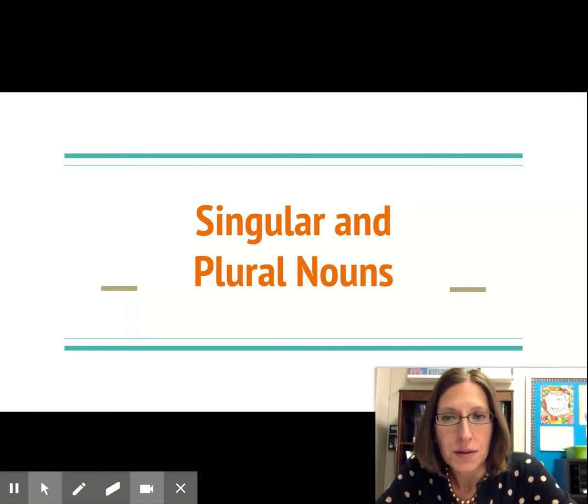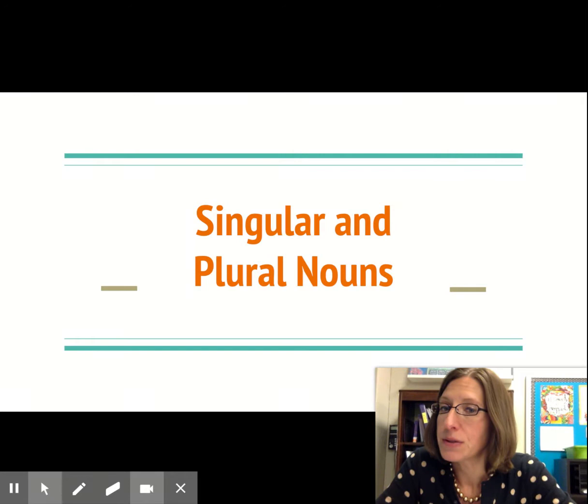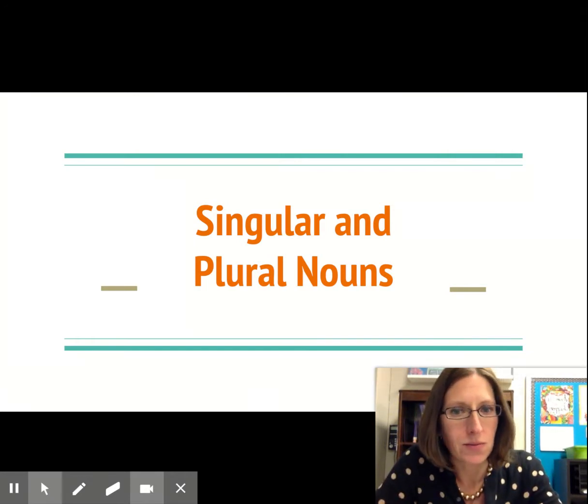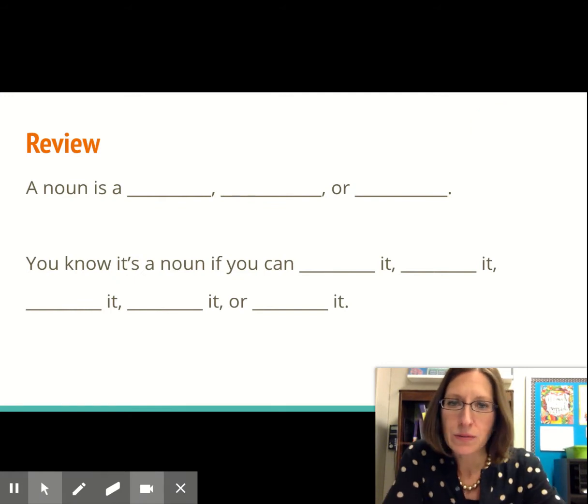Today we're going to learn about singular and plural nouns. But before we learn about these new kinds of nouns, let's review.